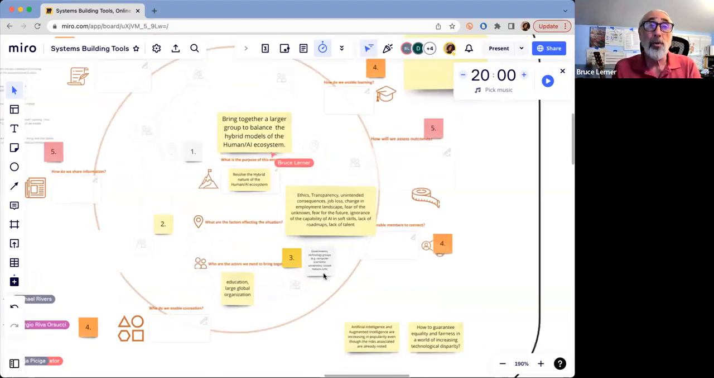And our basic point here was trying to think about a way of balancing the two models of impacting the world, both human intelligence and artificial intelligence, and recognizing that they're both going to move forward from here. Some of the factors that are affecting this situation is this list.